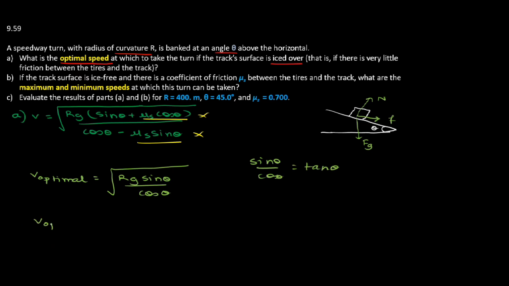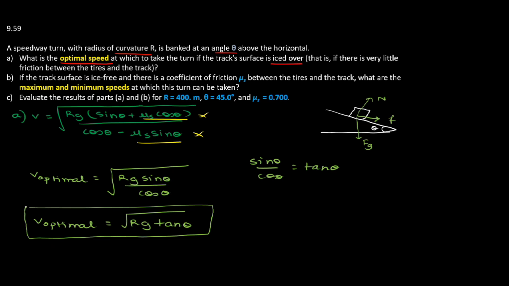We get V optimal equal to square root Rg tan theta, writing tan theta in place of sine theta over cosine theta. So this is the expression for the optimal speed V with which the car can take the turn safely if the track surface is iced over.